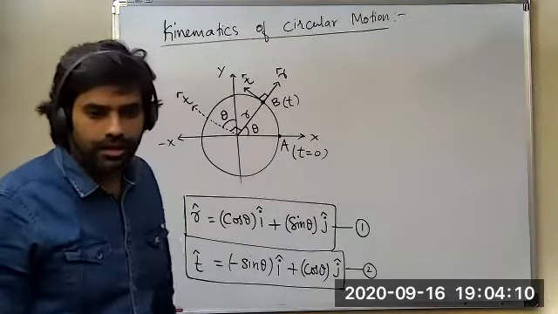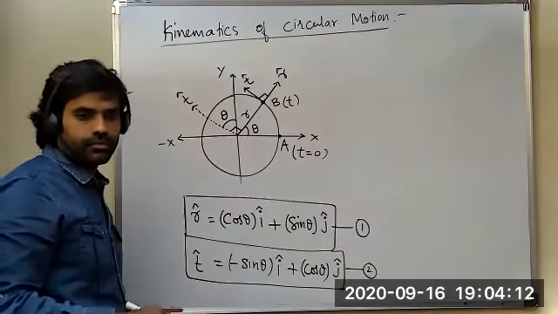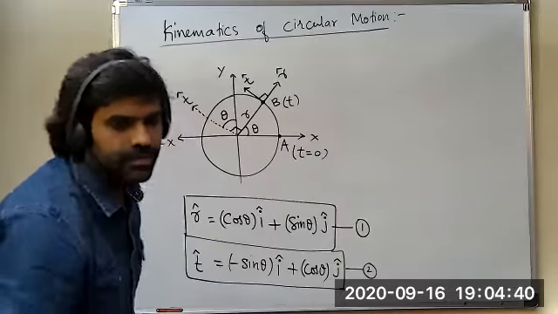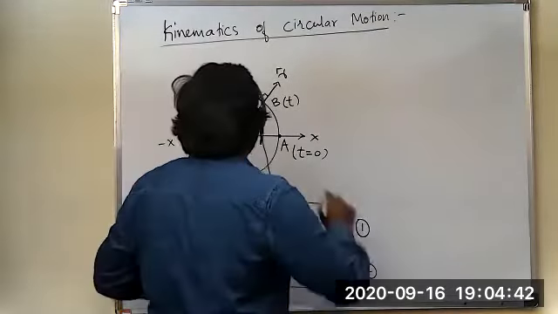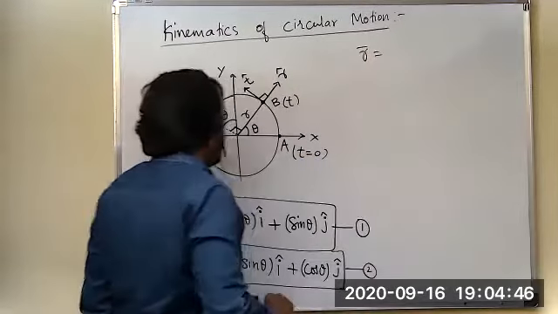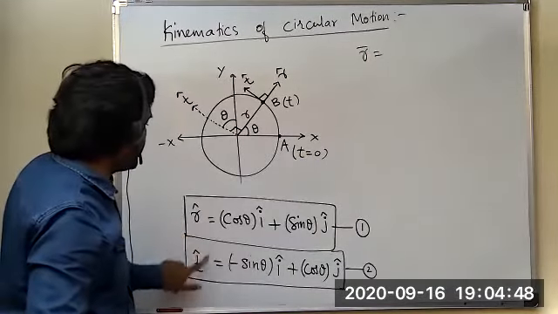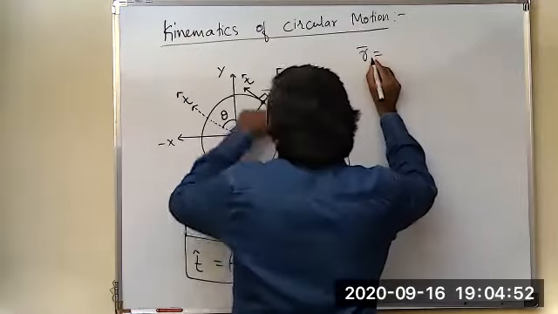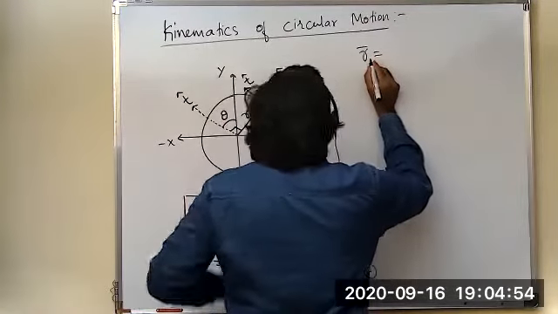Okay, now so listen, now students, I can write radius vector is equal to, so this is a unit vector along radius, this is a unit vector along the tangent. Now I am taking, students, radius vector of this circular motion at any instant.